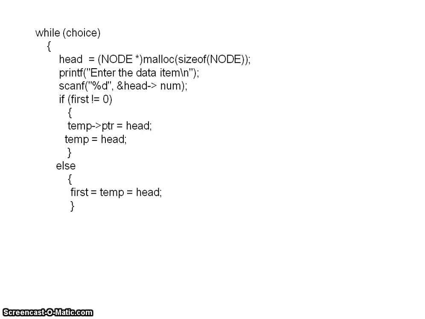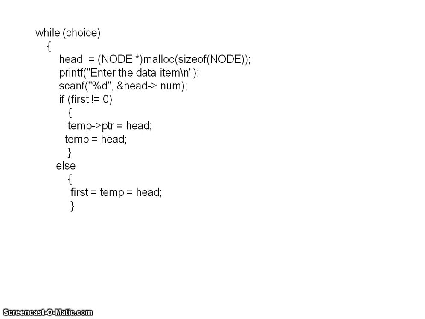So if it is empty, as in the beginning, we have declared two variables, first as well as temp, and initialized them to 0. So if first is 0, it means the linked list is empty. If first is not 0, it means it contains at least one node. So if first is not equal to 0, it means it already contains some nodes.